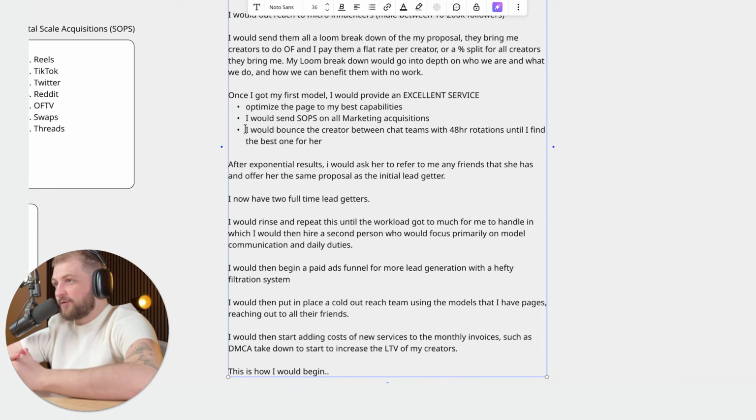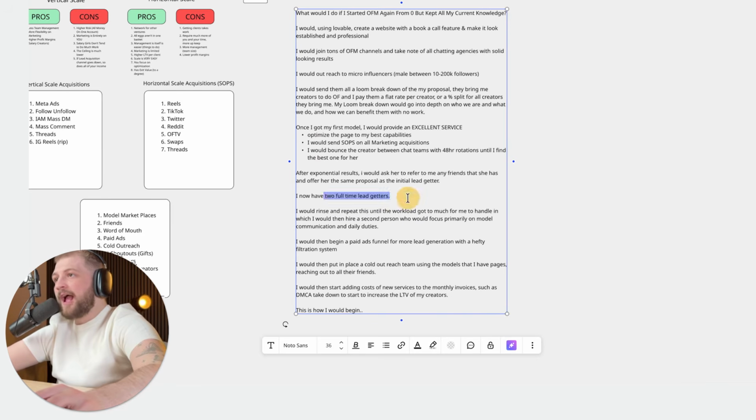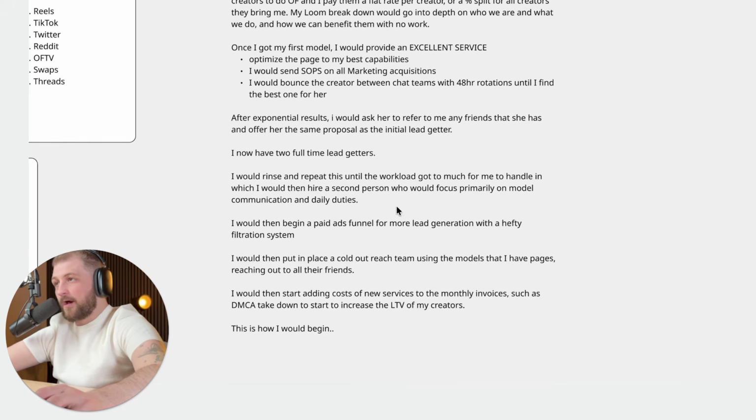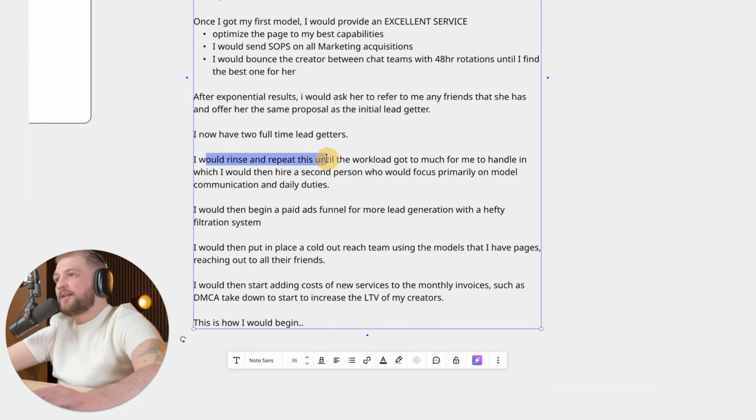After the exponential results, I would ask her to refer me to any friends that she has and offer her the same proposal as the initial lead getter. I now have 2 full-time lead getters, the model and the original outreach guy. I would rinse and repeat this until the workload got so much for me to handle, in which I would then hire a second person who would focus primarily on model communication and daily duties.